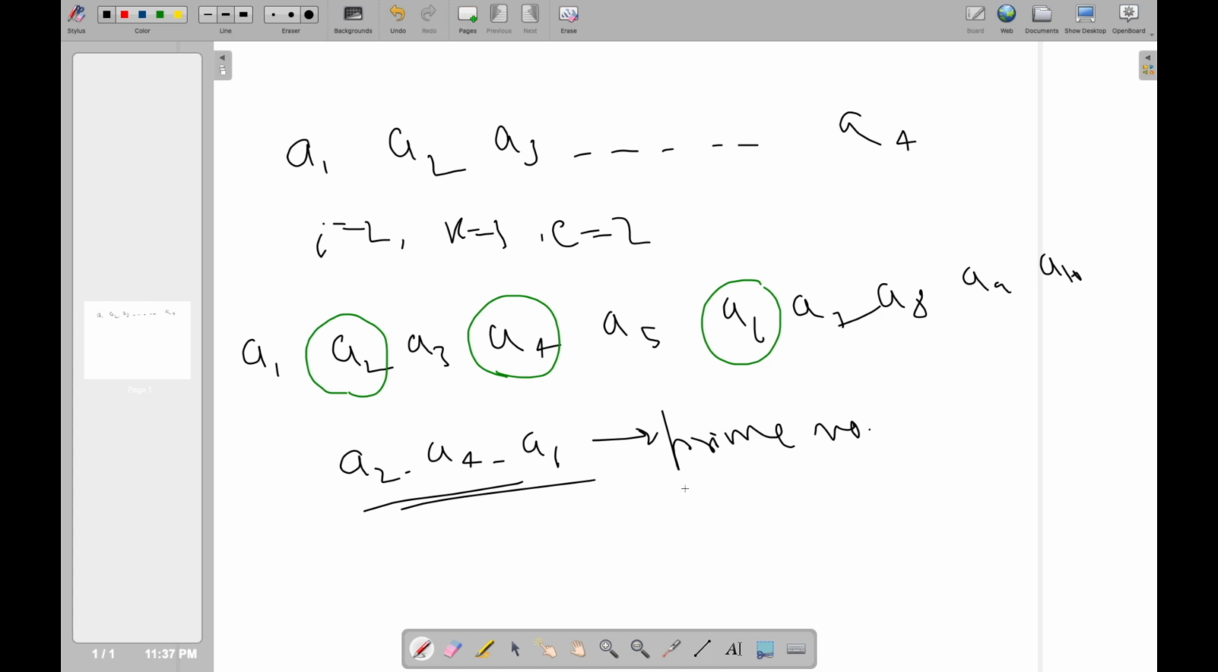Well, first of all, you have to realize that if the product of a few numbers is prime, that means only one of them is prime and the others are 1. Because let's say a2 was prime and a4 was also prime, then their product won't be prime. Their product would be divisible by a2 and a4. So what we want is only one of them to be a prime number and all others to be 1.